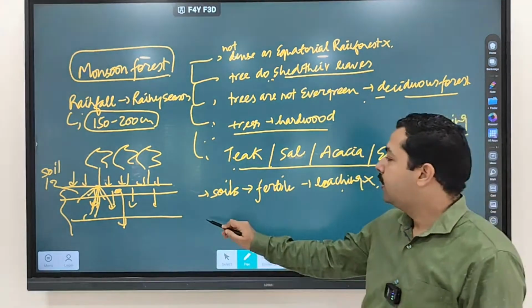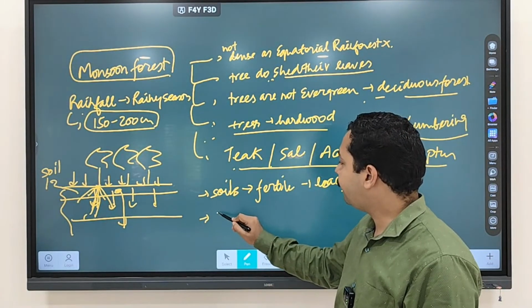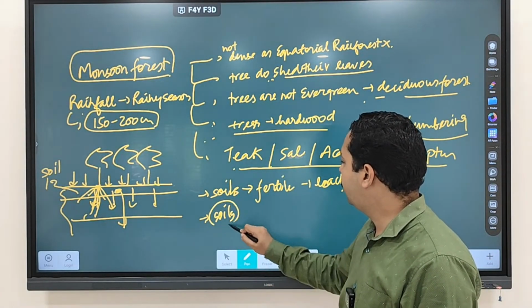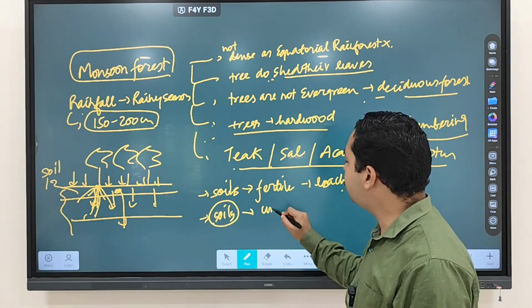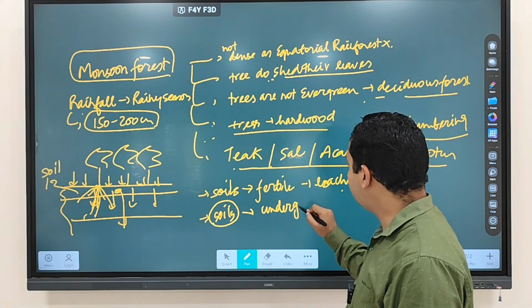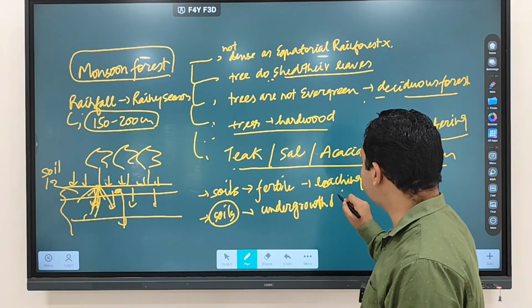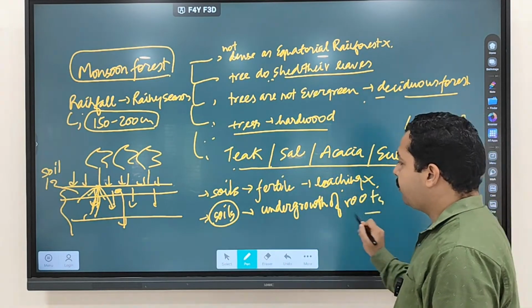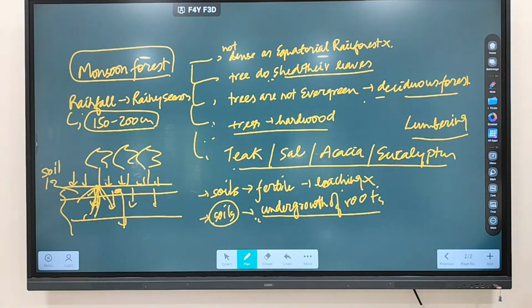So as a result, you'll find that the undergrowth of roots is very much. Below the soils, you'll see root growth is very much. Roots will grow to much deeper areas. Why? Because they have to survive which season? The drier season. Roots need water to survive. As a result, dense growth of roots is going to be there.